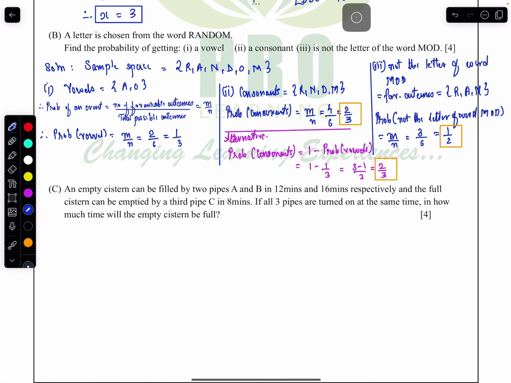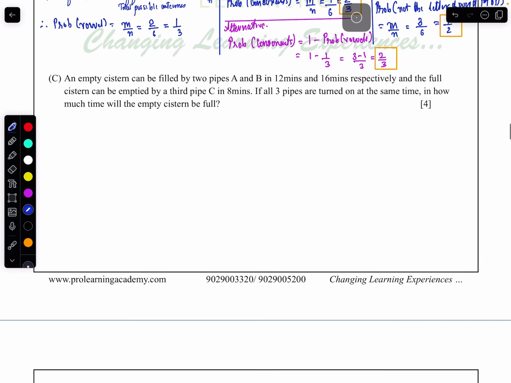So we have broken this into 3 parts. Here the elements that are needed: the sample space is a must, the favorable outcome is a must. You write the formula once and then continue solving. Your final answer must be in reduced fraction form. So 1, 2, 3, that is done. We move on to the next one.